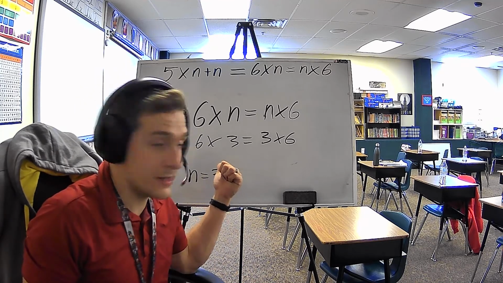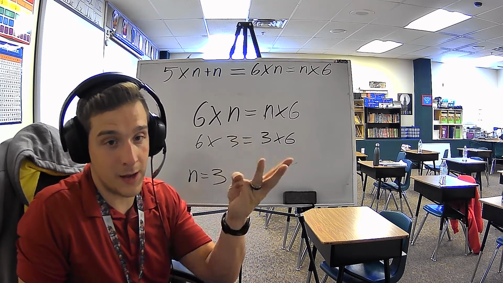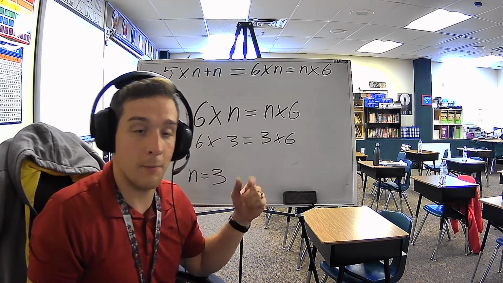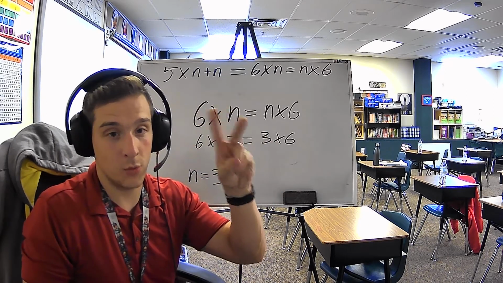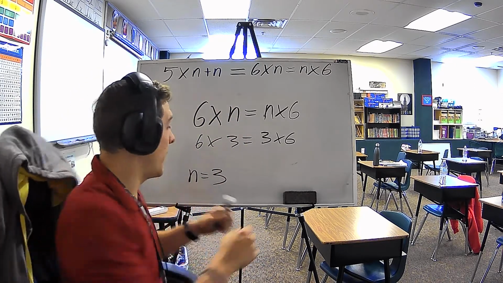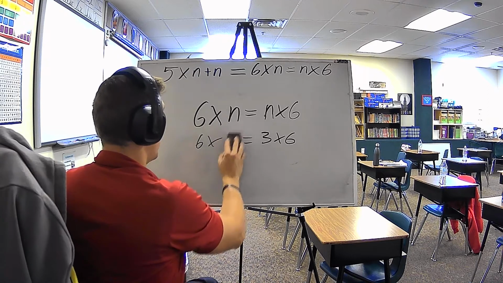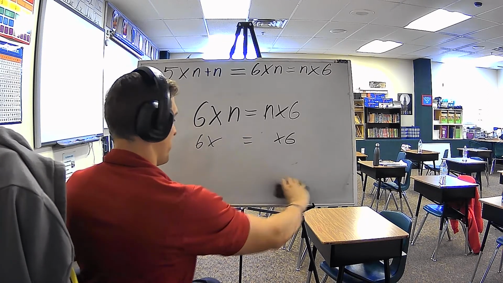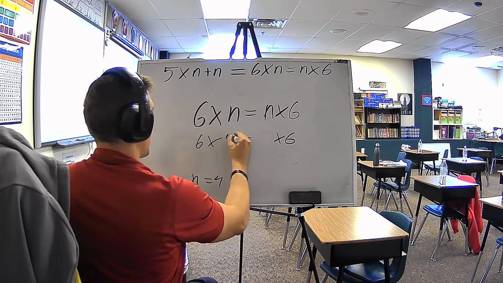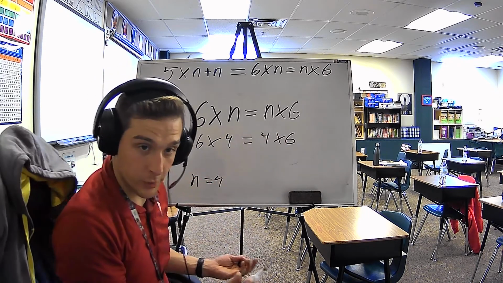Skip count by 3 6 times: 3, 6, 9, 12, 15, 18. Or skip count by 6 3 times: 6, 12, 18. They both equal 18, so it works. And I should be able to replace n with any number. So n could equal 4. So 6 times 4 is equal to 4 times 6. We should agree on that.